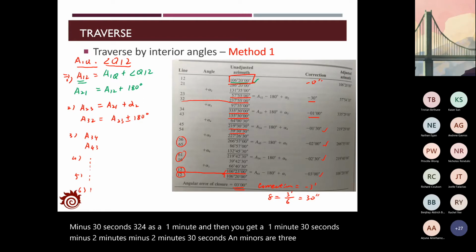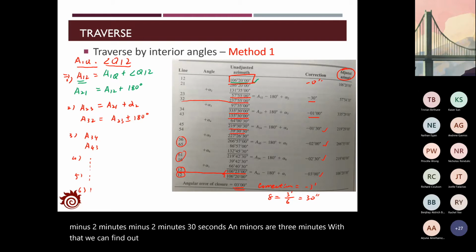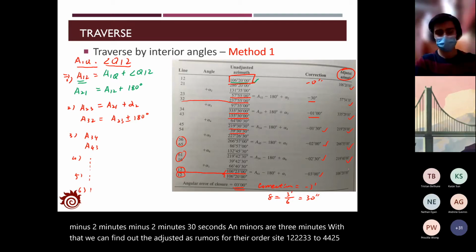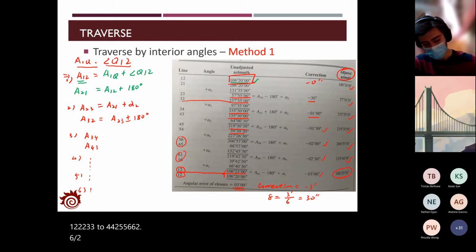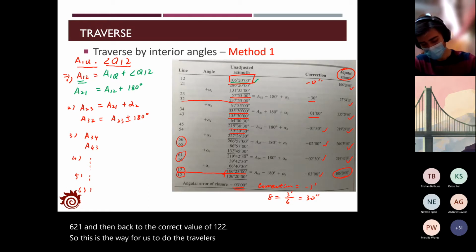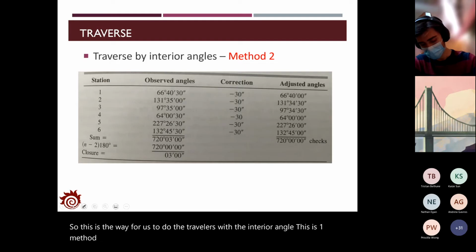With that, you can find out the adjusted azimuth for all the sides: 1 to 2, 2 to 3, 3 to 4, 4 to 5, 5 to 6, 6 to 1, and then back to the correct value of 1 to 2. So this is the way for us to do the traverse with the interior angle. This is one method for us to do it. And we also have another method to do the correction.